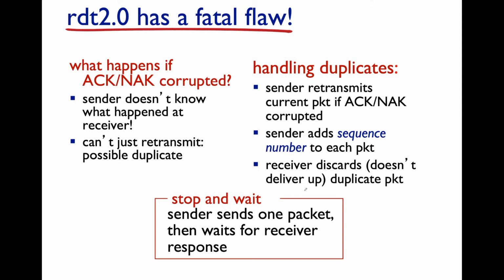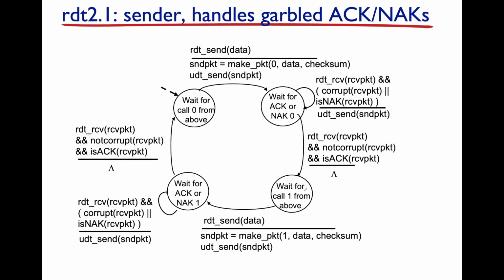So the sender sends one packet and then waits for the receiver to respond to that packet. So let's take a look at the sender behavior, assuming that the ACKs can get garbled, that they can be corrupted. One of the observations here is that you'll notice we went from 2 states to 4 states because now we have more error conditions that we need to check.